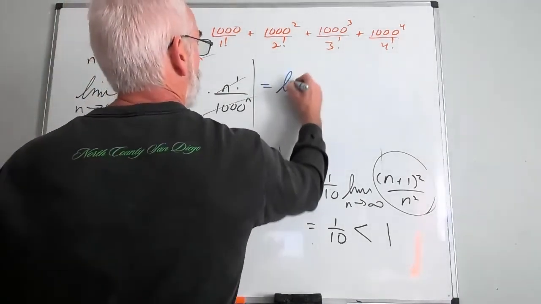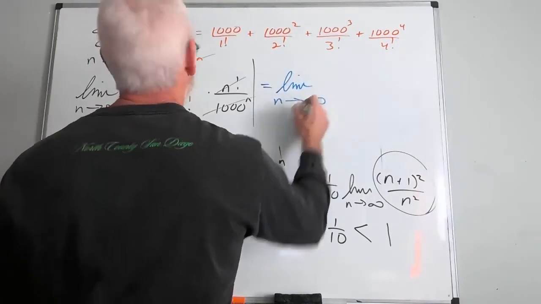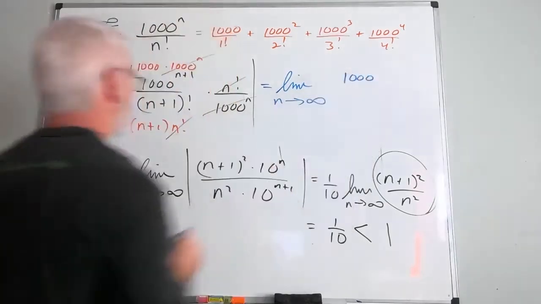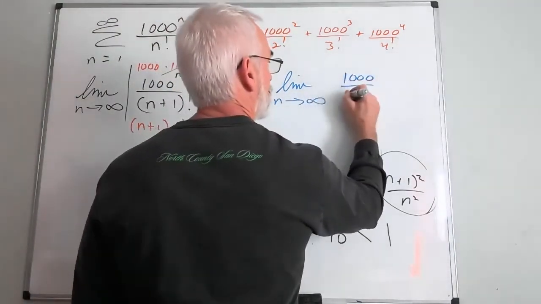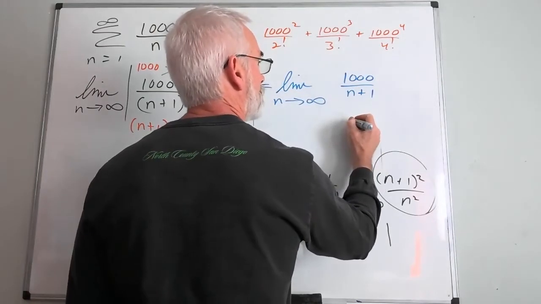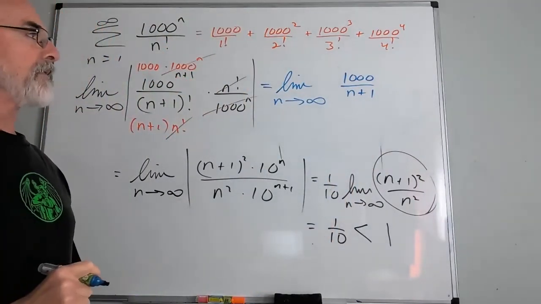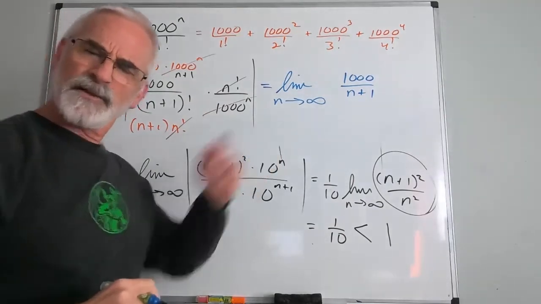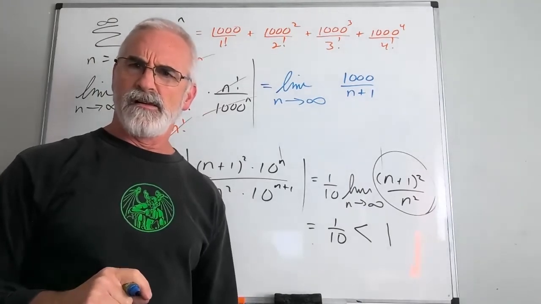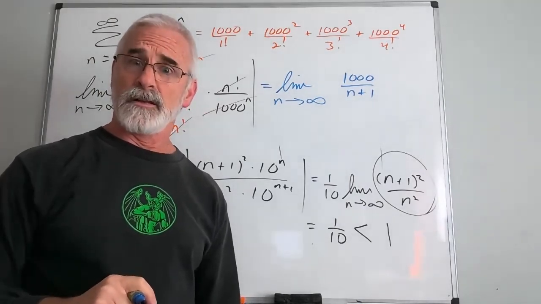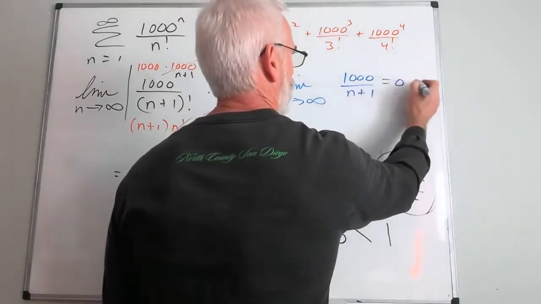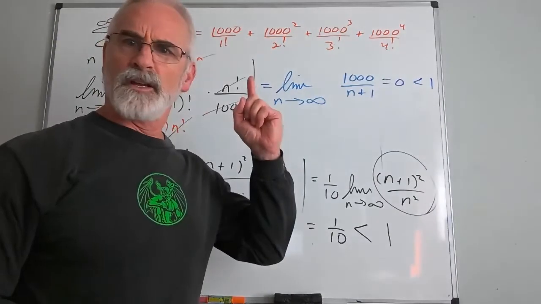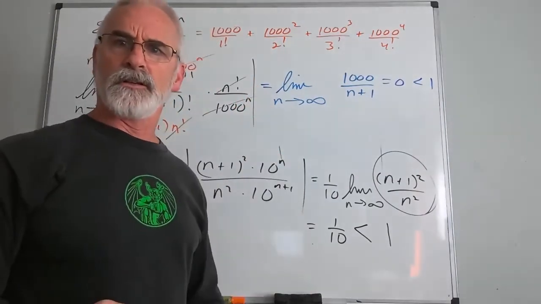I'm left with the limit as n goes to infinity. On the top, it looks like I have 1,000. On the bottom, it looks like I have an n plus 1. 1,000 over n plus 1, as n grows without bound. What's that limit going to be? 0, which, by the way, is less than 1. Therefore, this series converges. What?